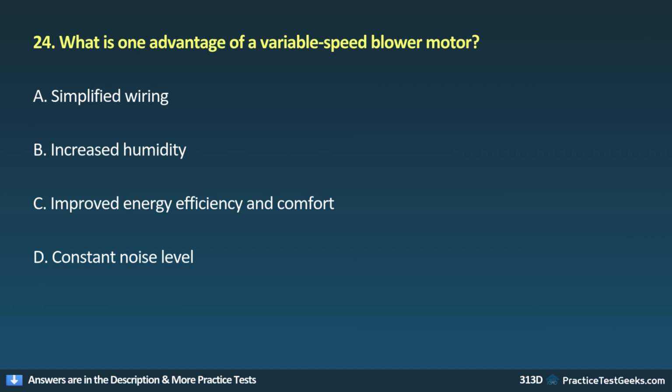24. What is one advantage of a variable speed blower motor? A. Simplified wiring. B. Increased humidity. C. Improved energy efficiency and comfort. D. Constant noise level.